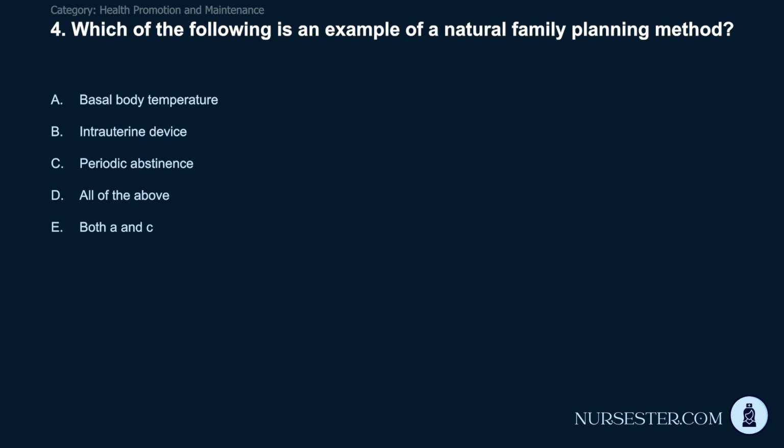4. Which of the following is an example of a natural family planning method? A. Basal body temperature. B. Intrauterine device. C. Periodic abstinence. D. All of the above. E. Both A and C. Correct answer: E. Both A and C.